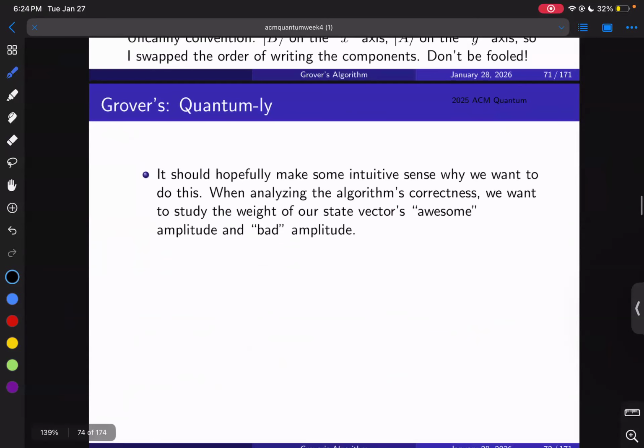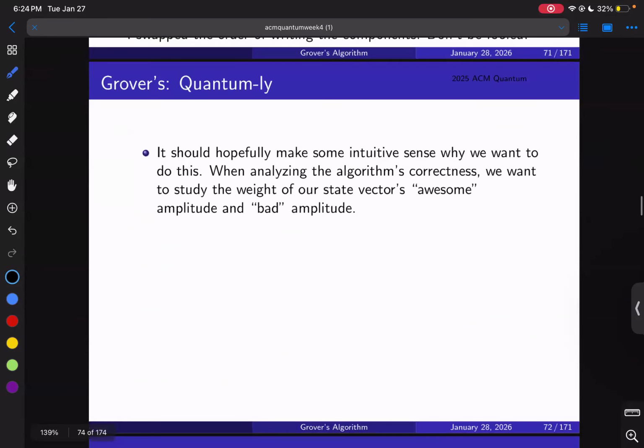Stop me if there are any questions, but hopefully it makes some sense why we want to do this. We want to analyze how awesome a vector is and how bad a vector is, which is how much in the awesome or bad direction our vector is. That equates to: if we make a measurement, will we get a string that satisfies f of that string is 1 or not? Sorry that it's a little abstract right now, but when we go through the algorithm, it'll hopefully start to make more sense.